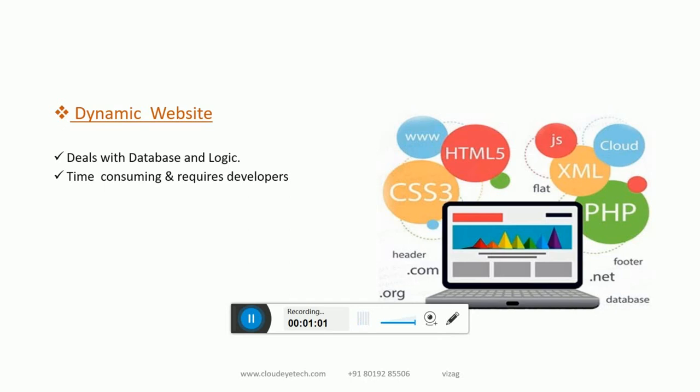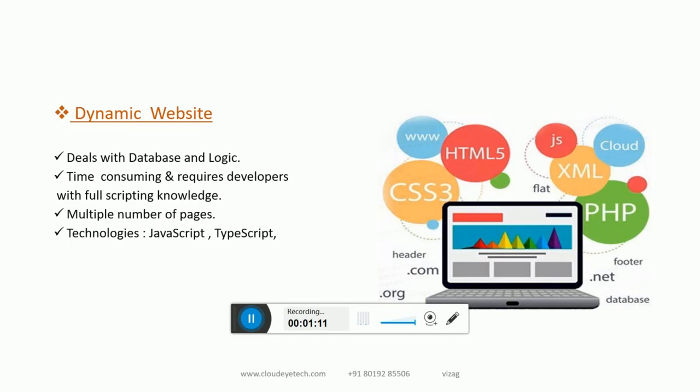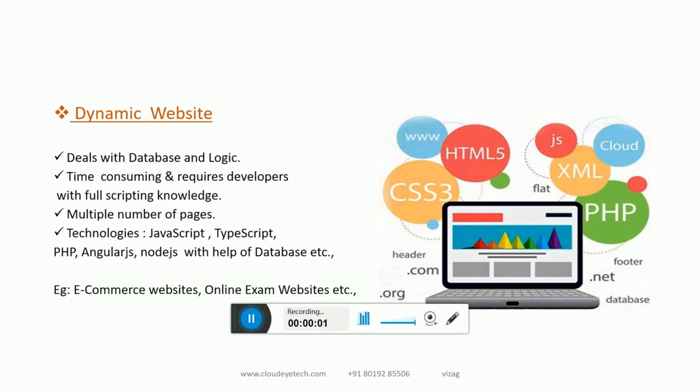A dynamic website deals with a database and logic, and it is time consuming, and developers require full scripting knowledge. Multiple pages are required. Technologies like JavaScript, TypeScript, PHP, AngularJS, and Node.js with the help of a database. Examples: e-commerce websites and online examination websites. These are all dynamic websites because they have multiple web pages and full scripting language. So dynamic websites are very easy when you know the scripting language.